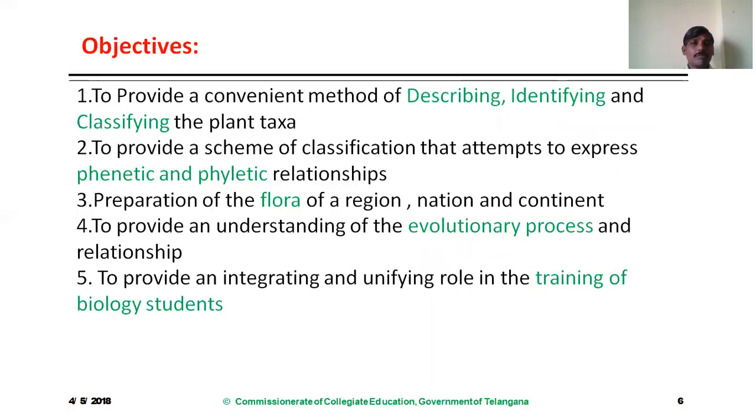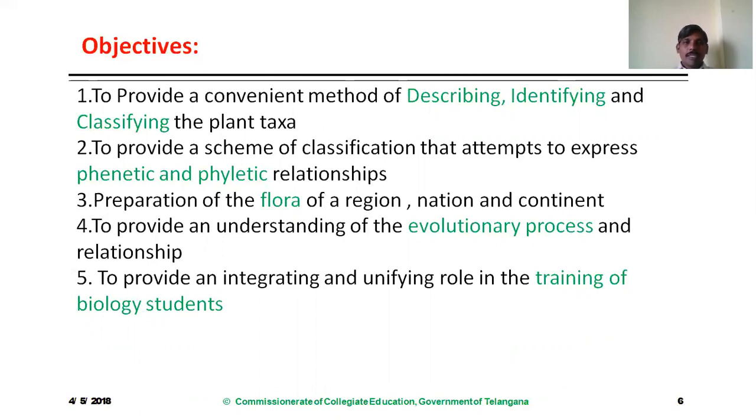What are the objectives of taxonomy? The main objective of plant taxonomy is to provide a convenient method of describing, identifying, and classifying plant taxa. How to describe a plant, what are the methods to identify the plant, and on which criteria you have to classify the plant taxa or plant species.